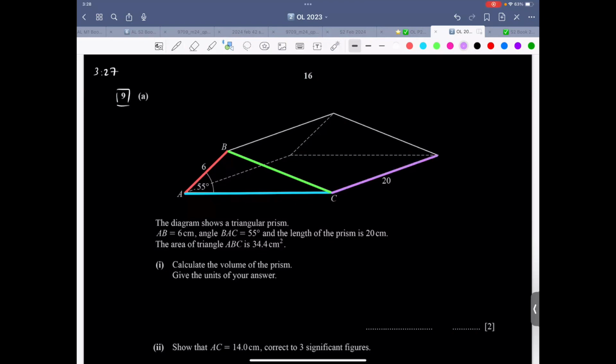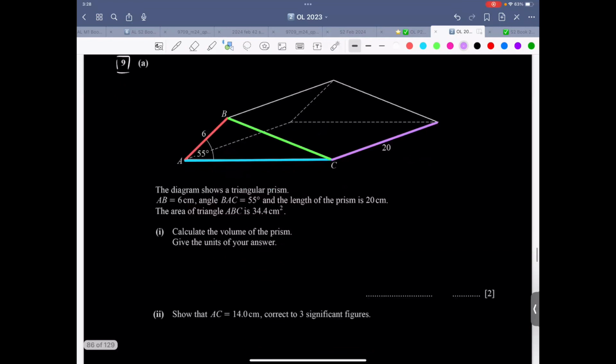Now, first of all, what I do is that I need the volume. So first of all, the volume of the prism is cross-sectional area multiplied with the length of the prism. So this is 34.4, that's given right over here, into 20. So 34.4 into 20, that is 688 centimeter cube. That is the answer for this particular part.